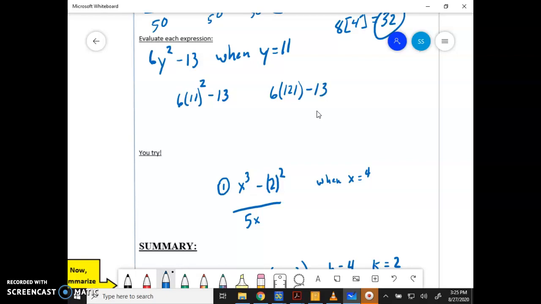Okay, and now I have multiplication or subtraction. I need to do the multiplication first, and 6 times 121 is 726 minus 13. 726 minus 13 is 713. There we go, final answer.